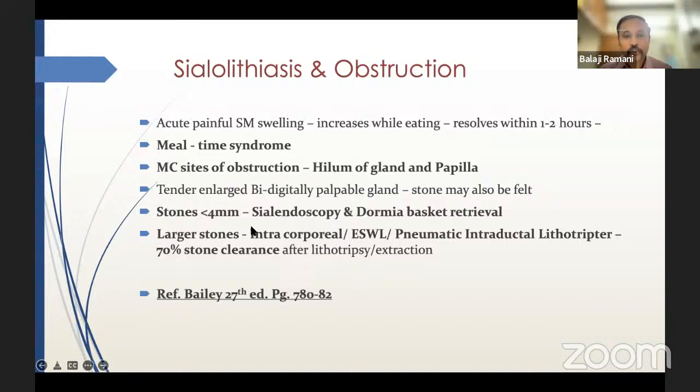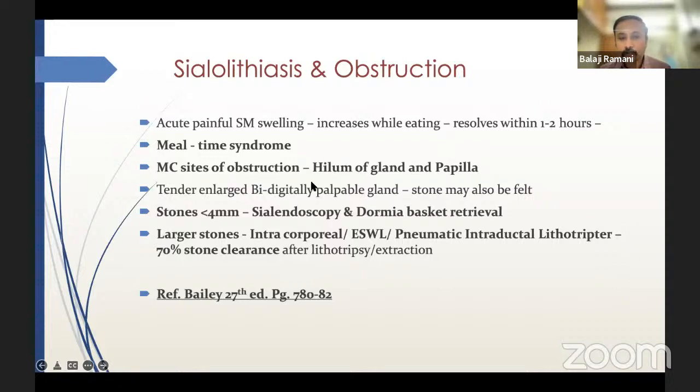as well. When the stones are larger, then the same way we can do an intracorporeal or extracorporeal lithotripsy, and 70% of the stones will get cleared in this way. Only when they are large stones which are not getting cleared either by lithotripsy or by extraction, only in such cases we have to go for surgical removal of the stone by itself.